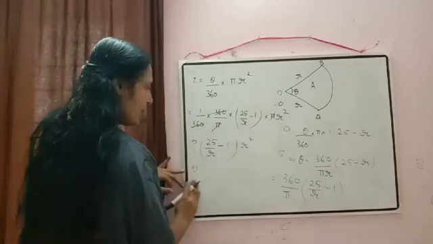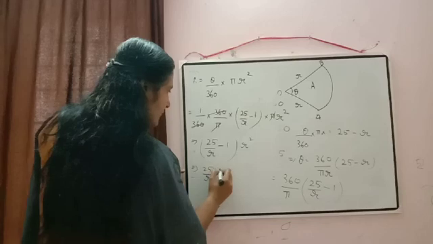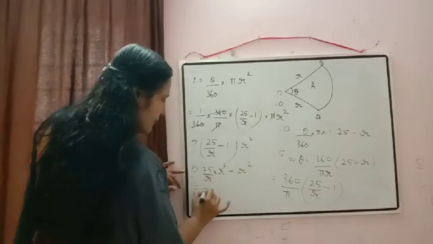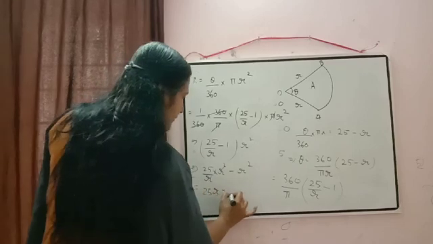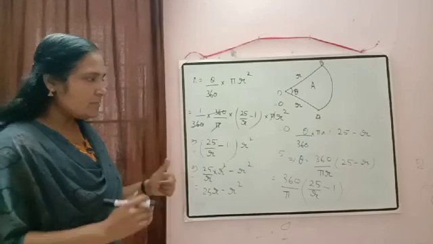Now r square I am multiplying inside. So it will come in this way, 25 by r into r square minus r square. One r will get cancelled. We will get here 25r minus r square. That only we need in the proof. So I hope this question is clear.